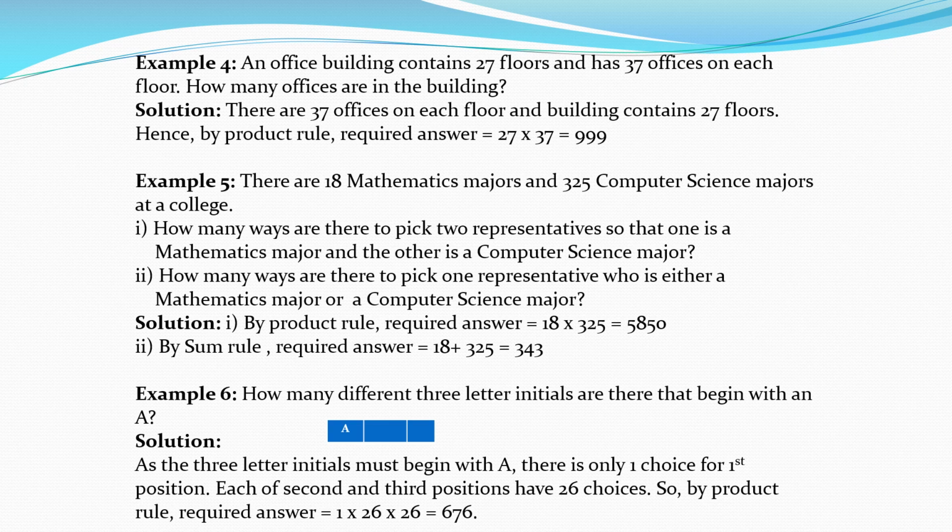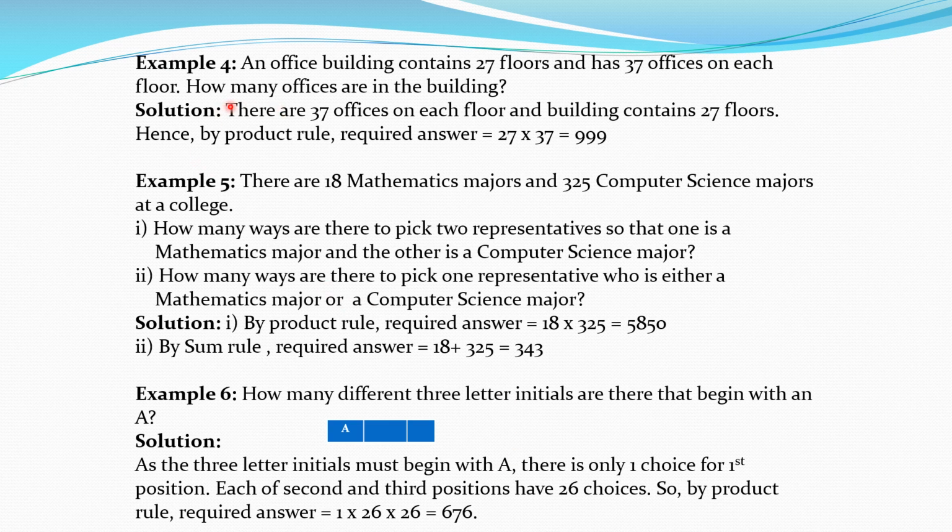Now, it is important to recognize which rule should be applied to solve that example. So, whenever we are doing two things at a time, it means there is an 'and', then we have to use product rule or multiplication principle. But if there is either or, then we use addition principle.